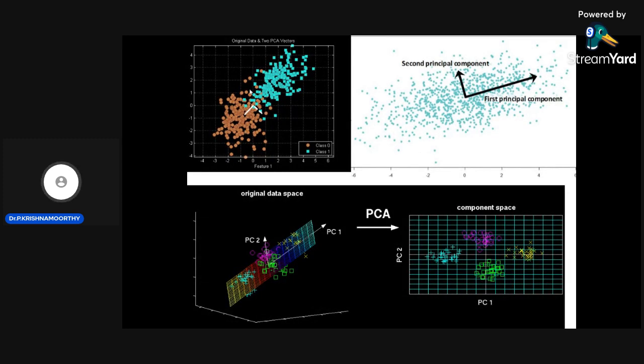So this is the original data. The centroid value is specified here, and then the second principal component and first principal component will be analyzed. This is the original data space. The values will be scattered, and here we are finding the PCA1 and PCA2 values, which will be segregated. So in this way.